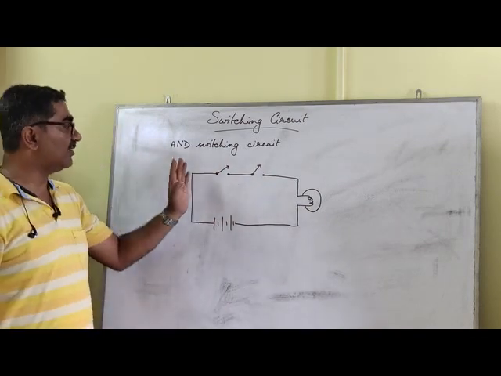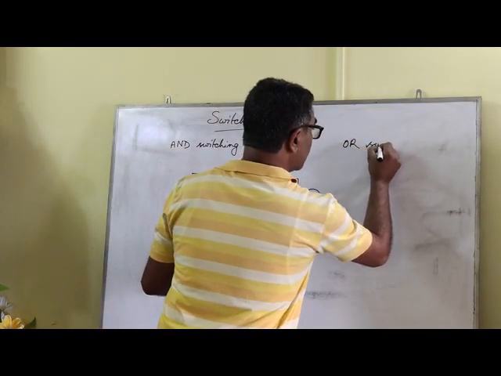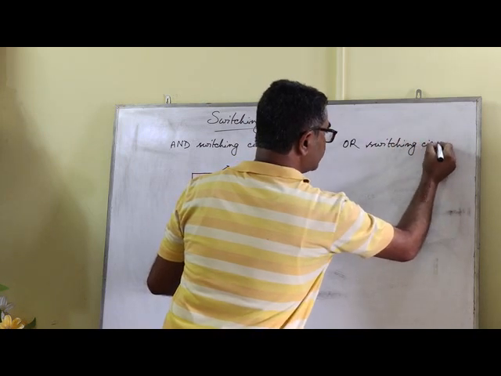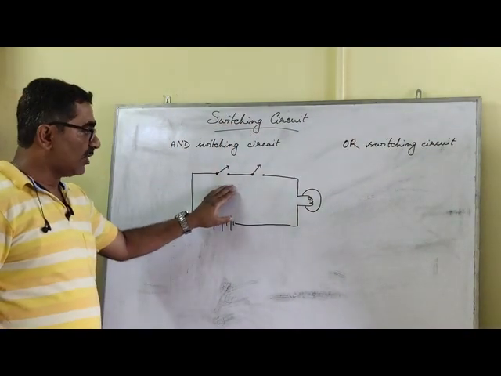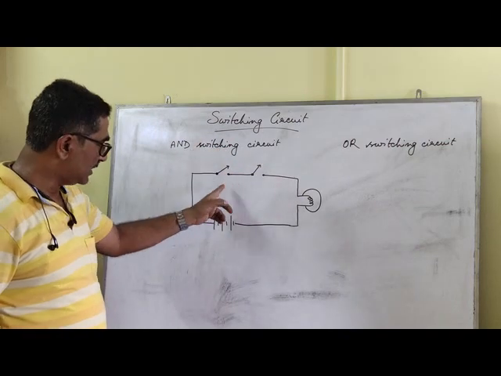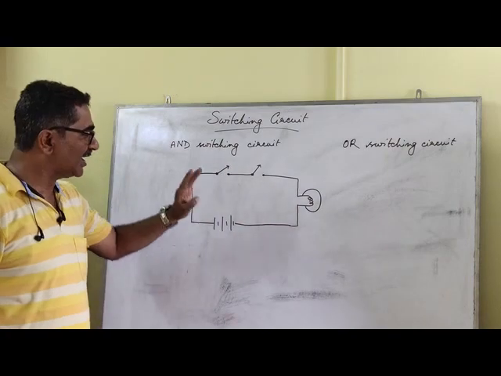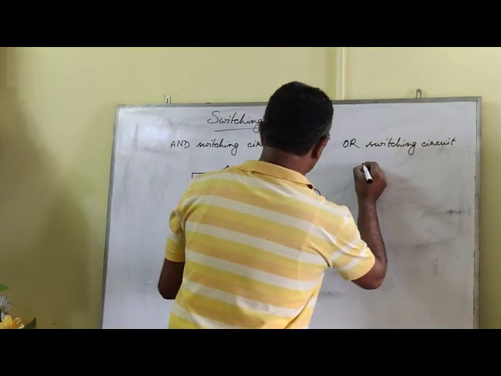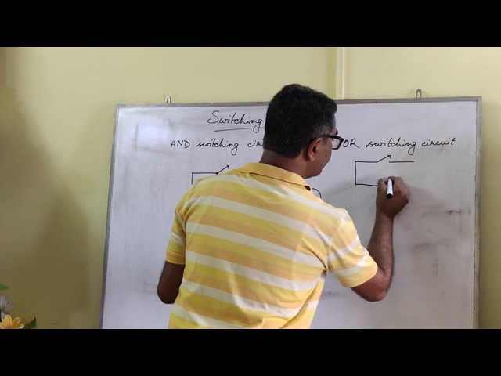Now we'll try the OR switching circuit. In the OR switching circuit, we connect these two switches in parallel. You see, out here it was in series. You must have noticed this. So in the OR switching circuit, we connect in parallel, and we get the effect of the OR logic. We connect two switches in parallel. This is what we are going to do.